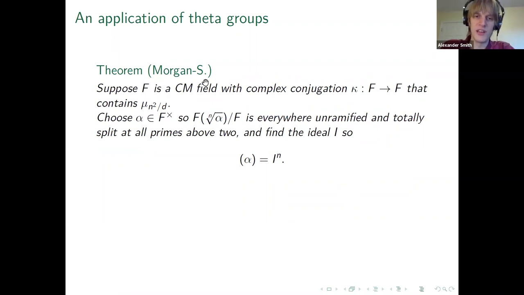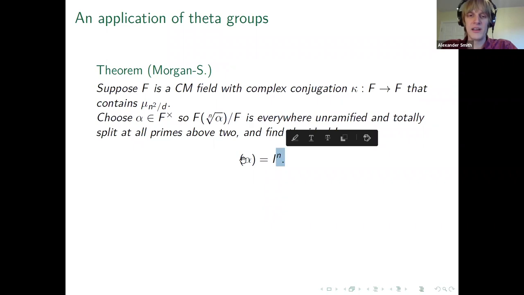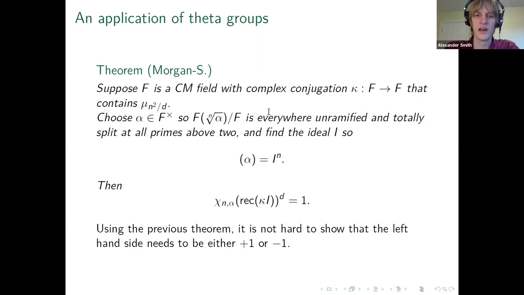So suppose F is a CM field with complex conjugation containing mu n squared over d. And now, as before, choose an ideal I whose nth power is equal to a principal ideal alpha. We're also going to assume for simplicity that this extension is split at the primes dividing two. And just to make things work, we need to assume it's everywhere unramified. Then chi alpha of the reciprocity of kappa applied to I has dth power equal to one. And this is proved with the theta group calculation.